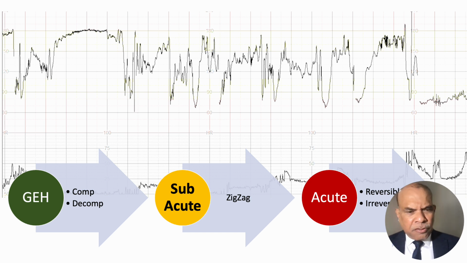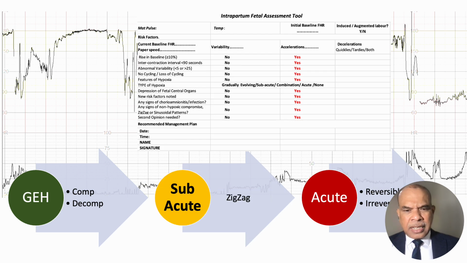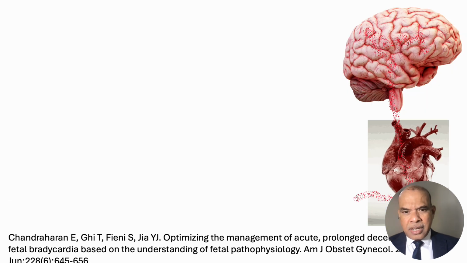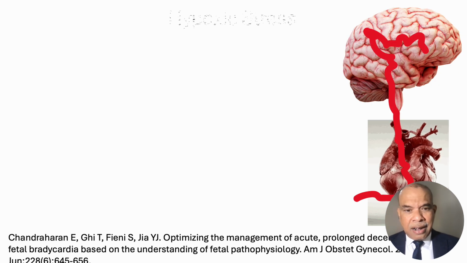Whereas some fetuses would be entirely normal in the first stage of labor and de novo develop subacute hypoxia in the second stage of labor. So these tools are there to help us, and we have also said that in the guideline, in the tool, that sometimes these can be combined. We need to really understand that.